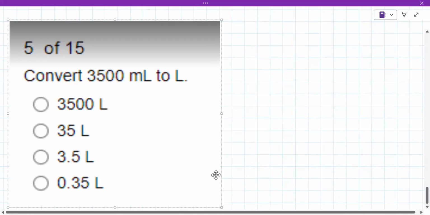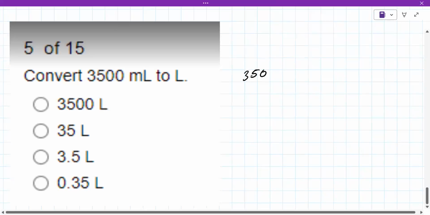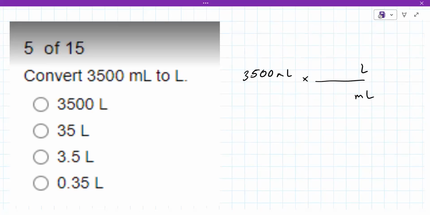Convert 3,500 milliliters to liters. You always start with the given quantity: 3,500 milliliters times. You always put the same unit on the bottom and then the one you're trying to go to. You ask yourself, how many liters are in a milliliter, or how many milliliters in a liter? It's typically thought of this way: 1,000 milliliters in 1 liter. You divide and get 3.5 liters. You can also go to Google and do the conversions, but you have to know how to do these for the test, so it's good to work these out.